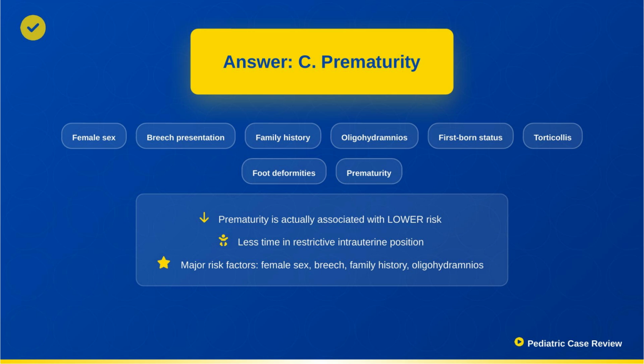Prematurity. Contrary to what might be expected, prematurity is actually associated with a lower risk of developmental dysplasia of the hip. This is likely due to less time spent in a restrictive intrauterine position. The major risk factors include female sex, breech presentation, positive family history, and oligohydramnios. Other significant factors include firstborn status, torticollis, and foot deformities.